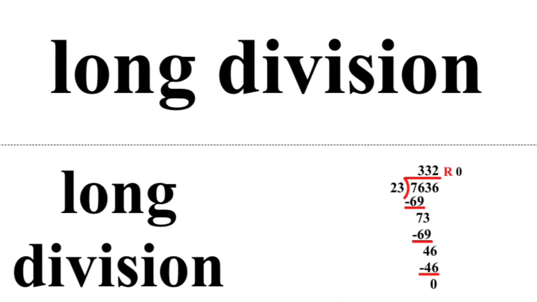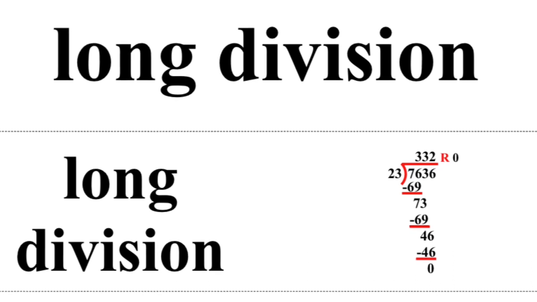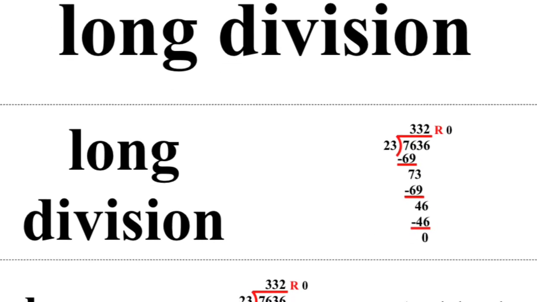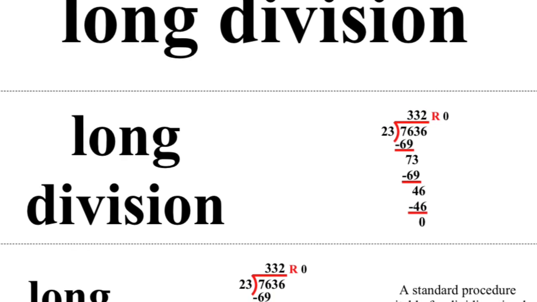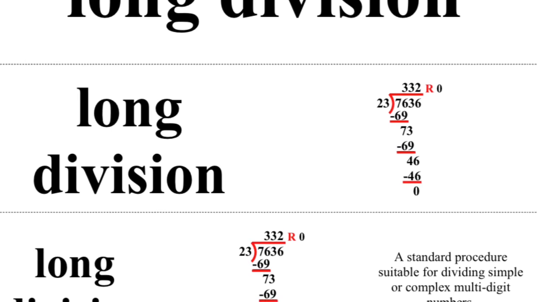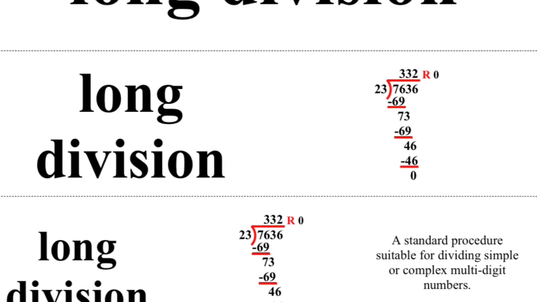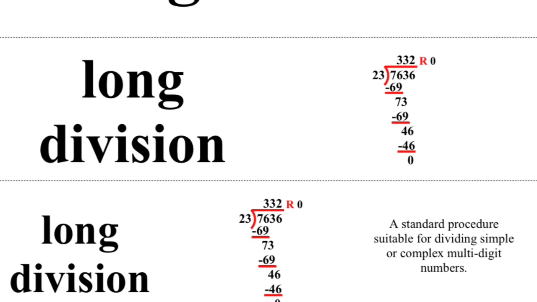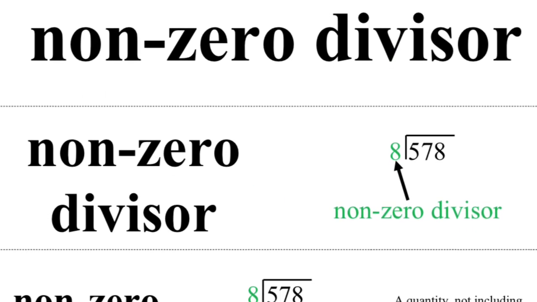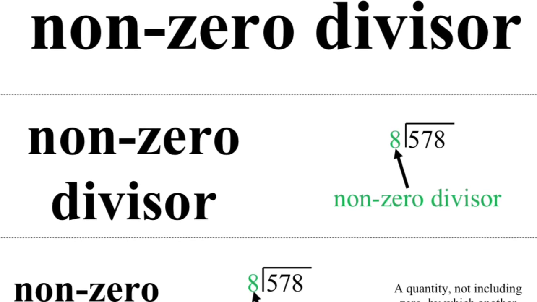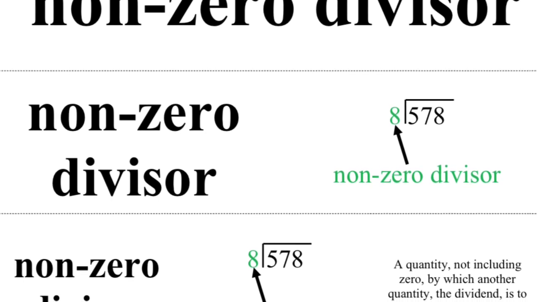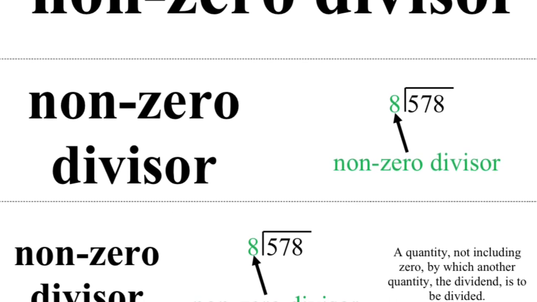Long division is the process of taking a number and dividing it from a larger number. A non-zero divisor is the number being divided from another number. The reason why we say non-zero is because you're never allowed to divide by 0.